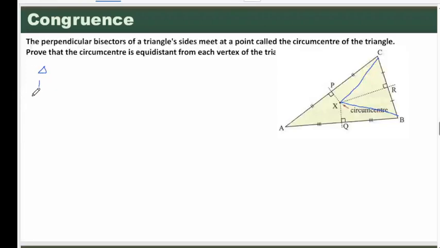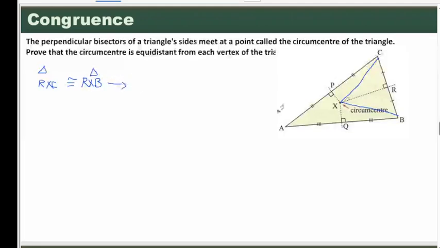I don't know why I can't write RXC is congruent to RXB. Okay?